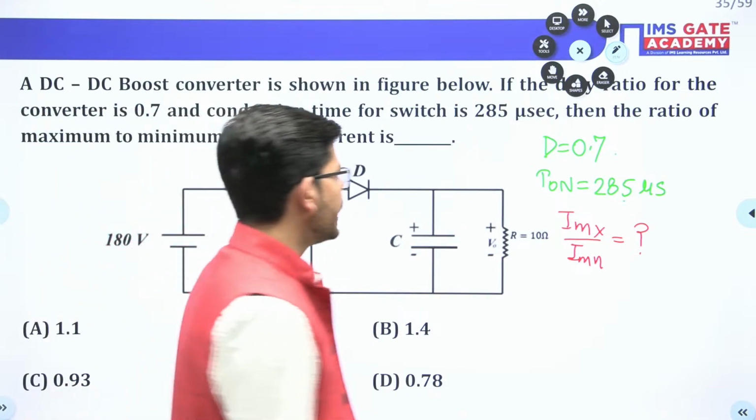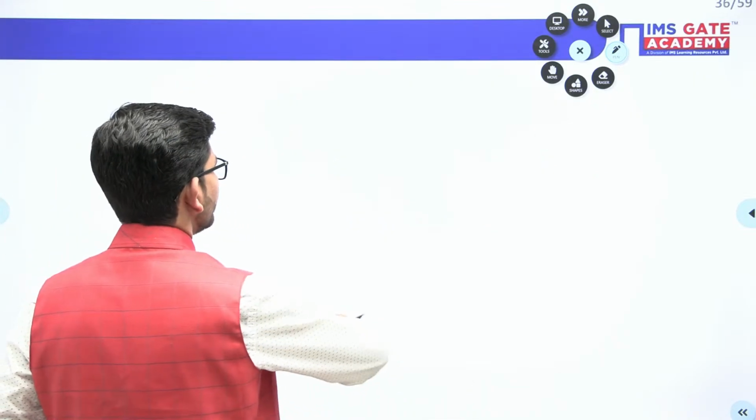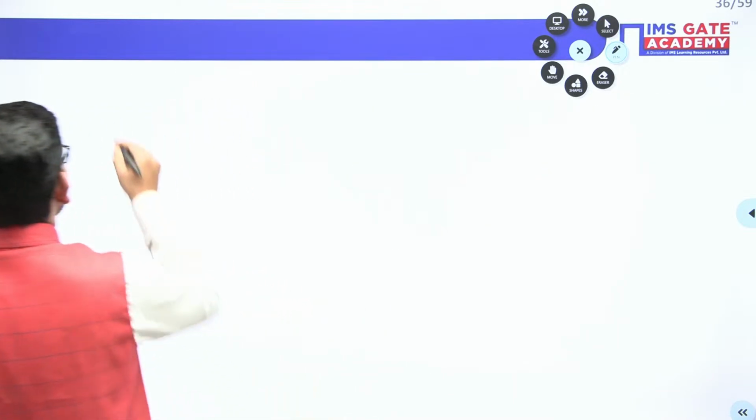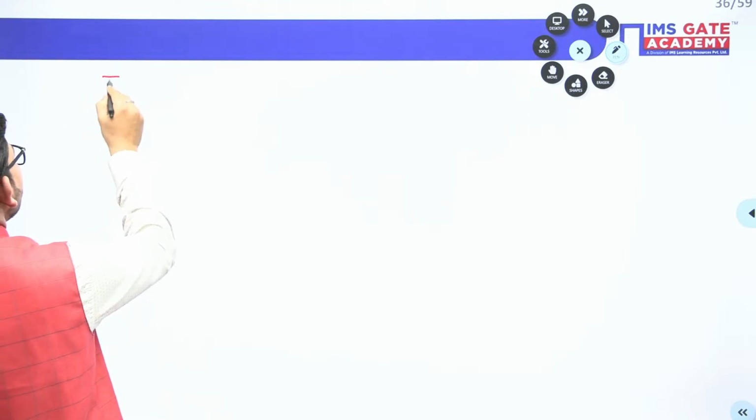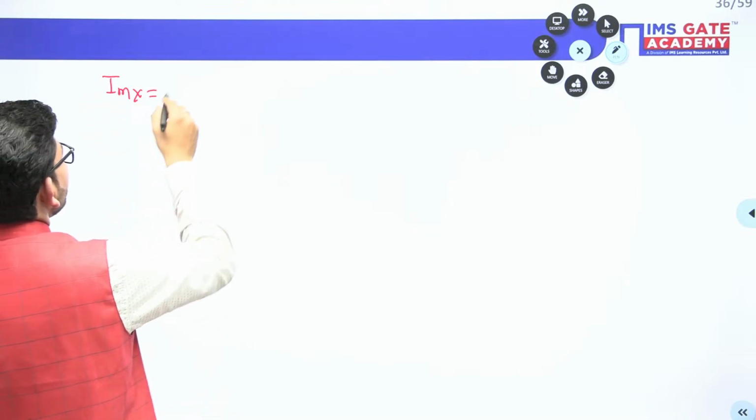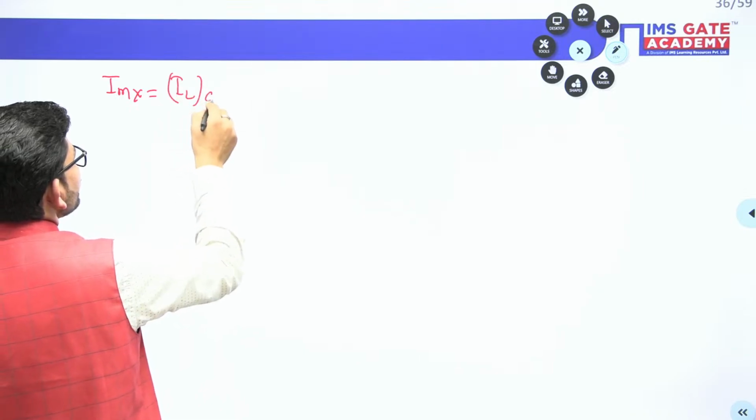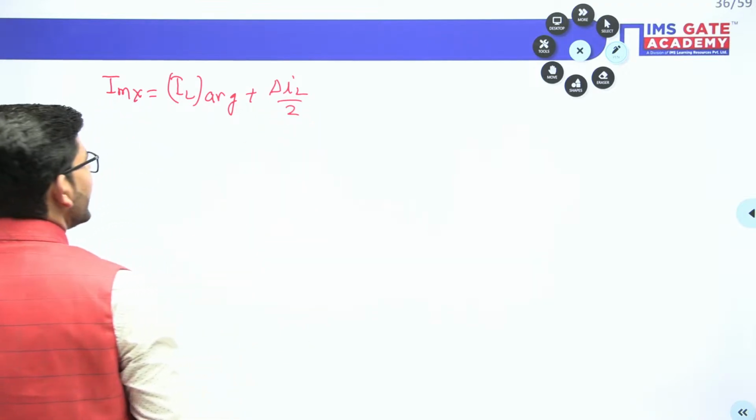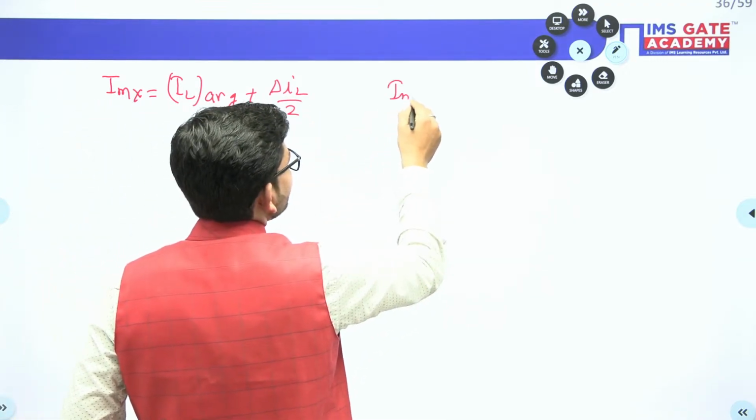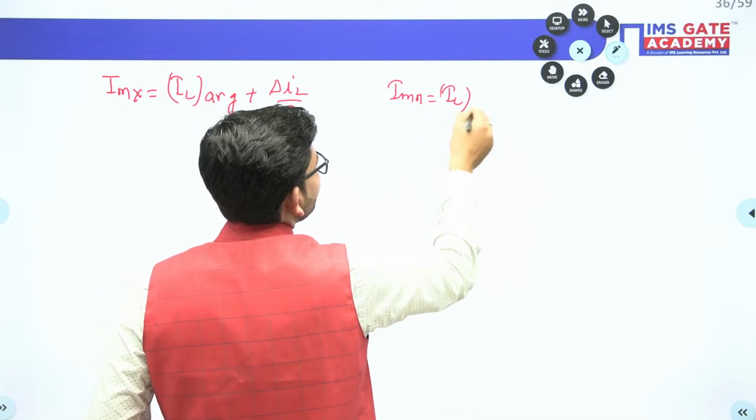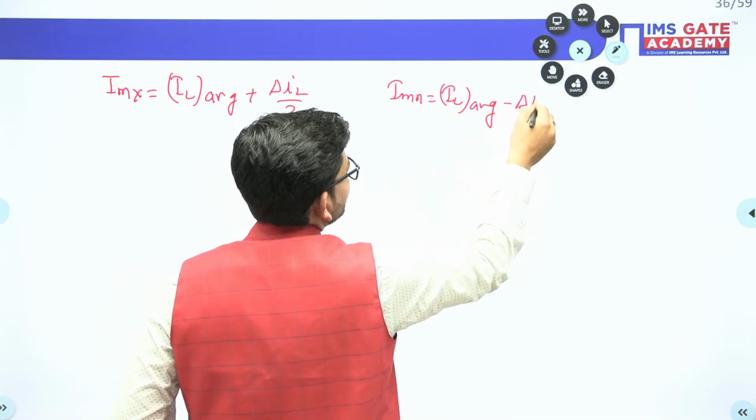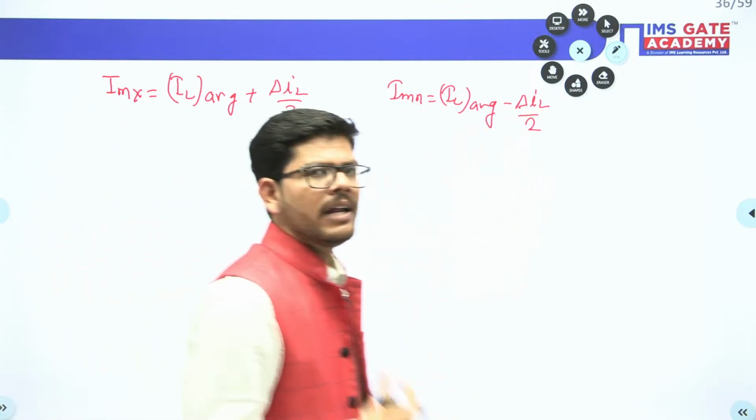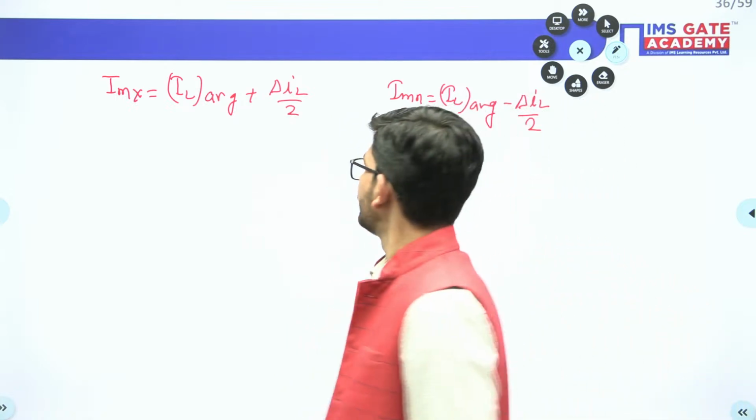So let's see what data we have and how we can calculate this problem. Whether it is Imax or Imin, you have to calculate it by applying this formula. Imax is IL average plus del IL by 2. Similarly, Imin is IL average minus del IL by 2. So we require the value of IL average and the value of del IL here, okay?